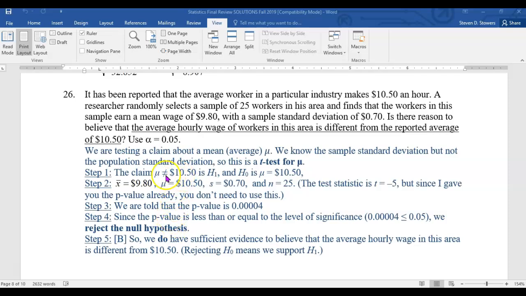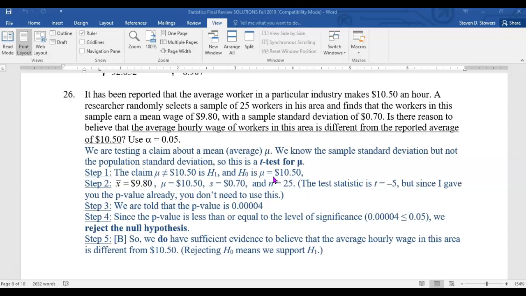Different from would mean not equal to. So you would write that as mu, the average or mean, is not equal to $10.50. Now, because that does not have an equal sign in it, instead it has a not equal to sign, that is the alternative hypothesis. The null hypothesis is the same thing, but with an equal sign.